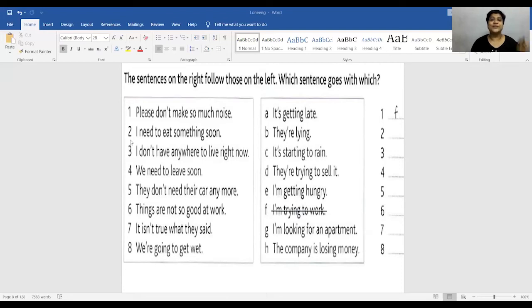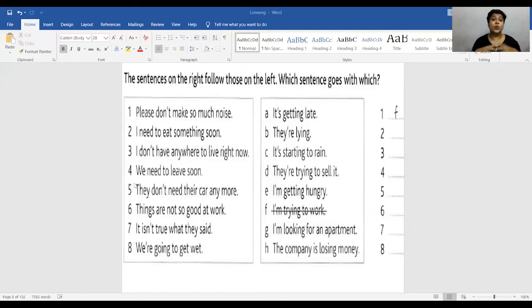Okay. So the second sentence is "I need to eat something soon." Let's take a look. "I'm getting hungry." Eating hungry, does it make any sense? Okay, so the second one is E, the alphabet E. The third sentence is "I don't have anywhere to live right now." G, "I'm looking for an apartment." Very good. So the third one will have G here.